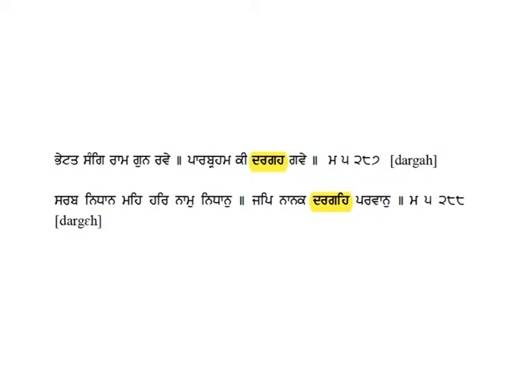You see, ga ha, there is no other vowel, there is only short vowel. And the second, sarv nidan mein har naam nidan jap nanak dar gah. You see, you have a siari before ha, right? So these are two different words, you see, with different significance, and they must be articulated differently.